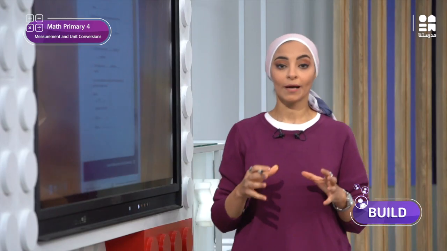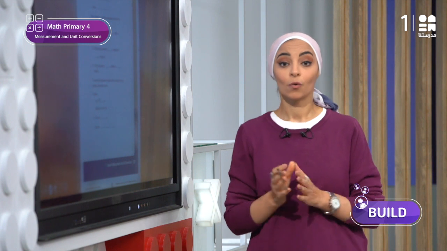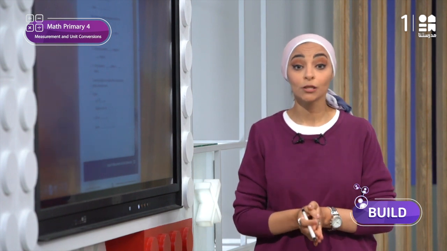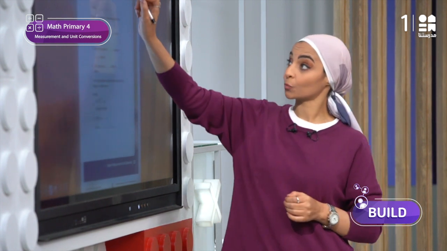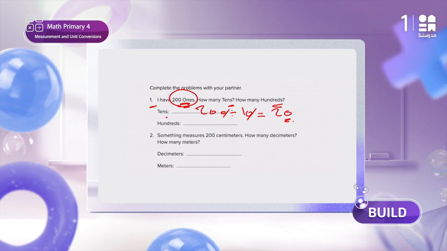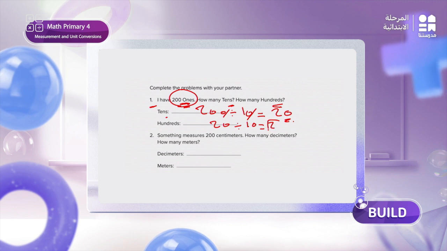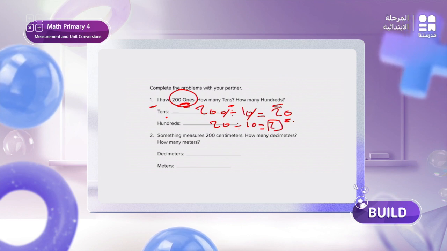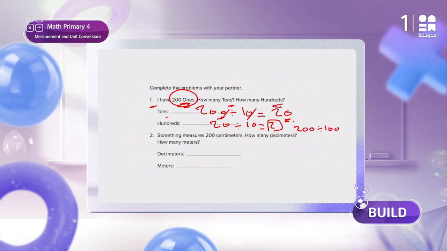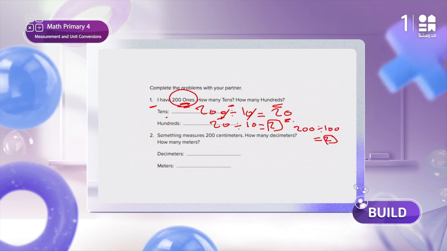طيب أنا عايزة أشوف بقى فيها كام 100. What should I do? Yes, we can divide 20 by 10. ممكن أعمل 20 tens دي divided by 10. ممكن أعمل 20 divided by 10 gives me what? Gives me 2. ممكن أعملها بطريقة تانية خالص. ممكن أعمل 200 divided by 100 equals 2 also. يبقى ممكن أعملها in 2 ways. Let's move to the second example.